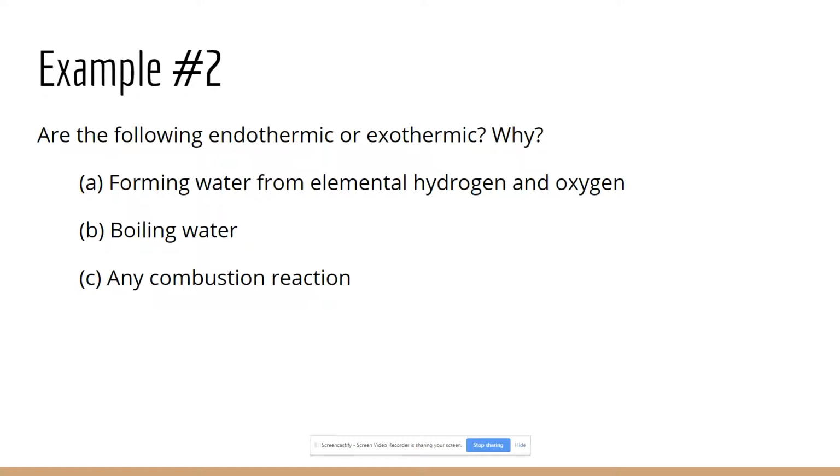B, that is endothermic. You have to add heat in order to boil water. And any combustion reaction is very exothermic. We know that because we can feel that the surroundings get very hot.